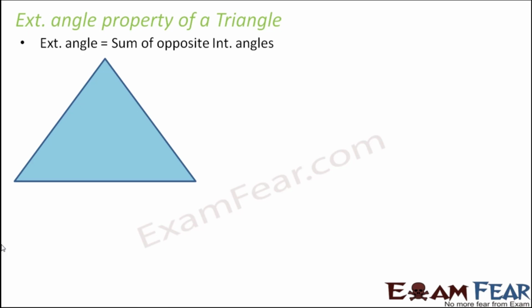So let us look at the triangle. We have this extended arm. Let us name the triangle. Let's say this is A, B, C, and let us call this point D. So this is the exterior angle. What is our exterior angle? Angle ACD is the exterior angle.